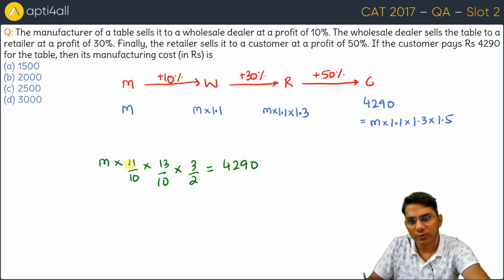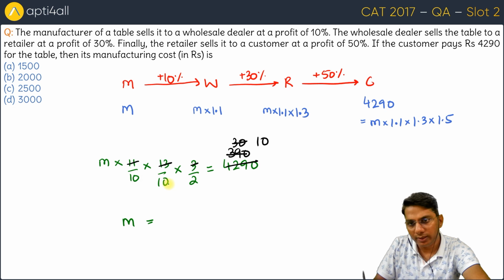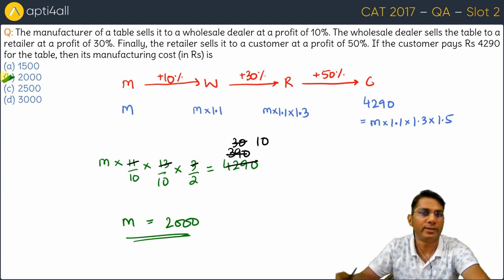Okay. So 4290 divided by 11 is 390 times. 390 divided by 13 is 30 times. And 30 divided by 3 is 10 times. Okay. So we have M is equal to 10 into 10 into 2 into this 10, which is 2000. So the cost price for the manufacturer is option B, 2000 here.